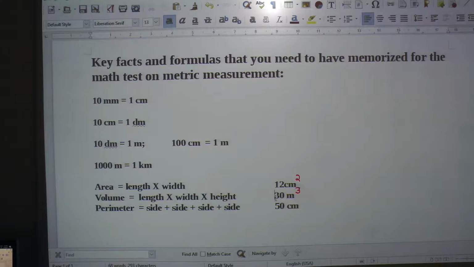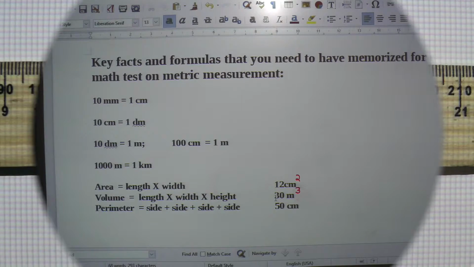3 formulas. Area equals length times width. A sample answer might be 12 centimeters squared. Volume, length times width times height. A sample answer might be 30 centimeters cubed. Perimeter, add up all the sides. A sample answer might be 50 centimeters. There is no power when it comes to perimeter.